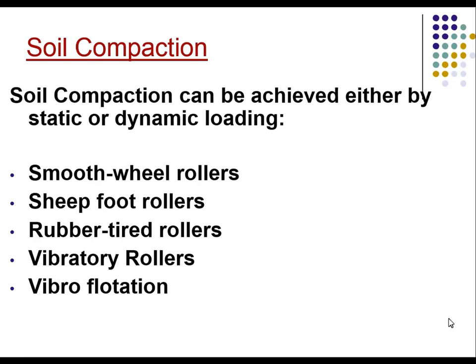Now there are different types of compactive equipment which we call rollers. They can be static or dynamic. Dynamic means they apply a certain kind of vibration. And there's a third type which we call kneading, spelled K-N-E-A-D, I think the spelling is correct, and I'll explain a little more. So here are different types of equipment. This is a smooth wheel roller, this is a sheepsfoot roller where the kneading action happens, this is a rubber tire roller, a vibratory roller, and then this is more of a field technique. I'm going to talk about these.